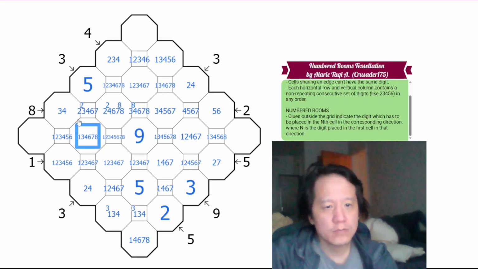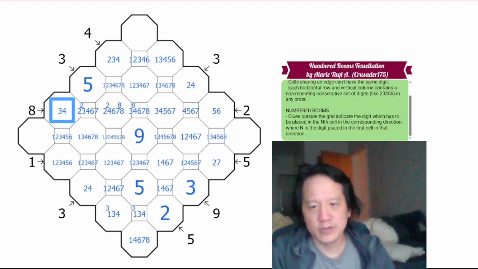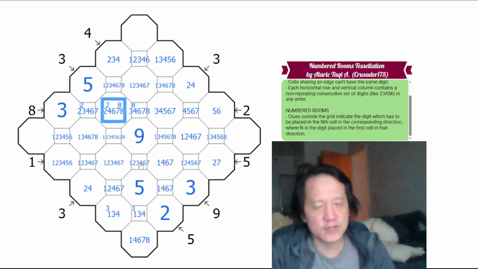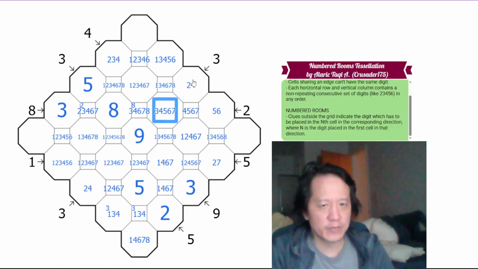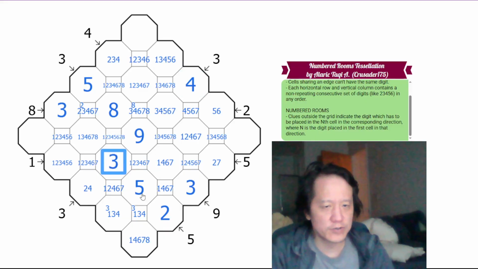Oh, well, no, that's not gonna work. But let's say this was 3. If this was 3, that forces this to be 8. This cannot be 3, so this can't be 2. This is 4, which makes 3 over there. I mean, it seems fine. 3 cannot be here, so this would be 2.